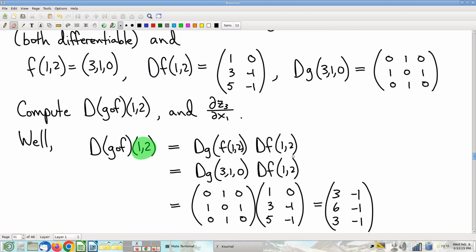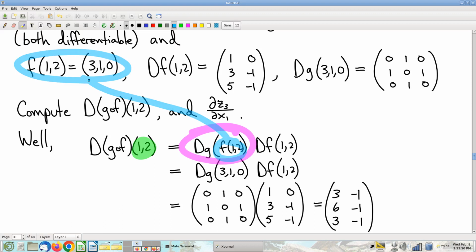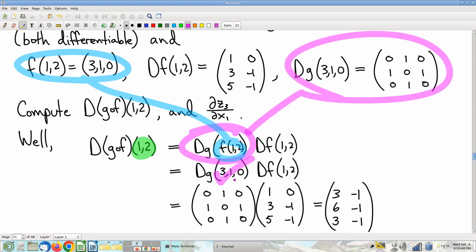Now we've got to be careful about this next one. I need dg evaluated at f of 1, 2. Problem. What is f of 1, 2? Well, thankfully, that's given. f of 1, 2 is (3, 1, 0). So what I really need is dg evaluated at (3, 1, 0). And thankfully, that too is given.